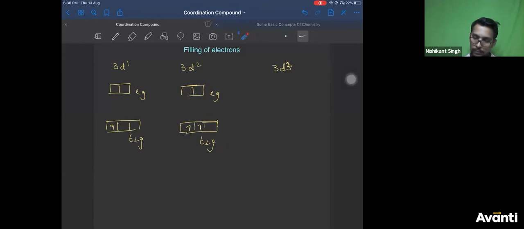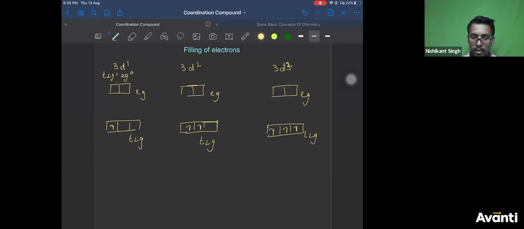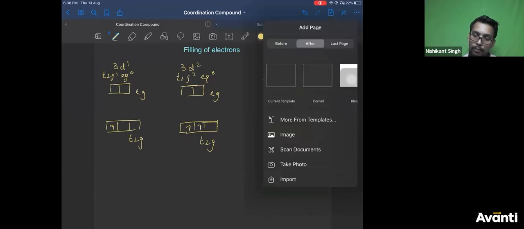Correct? Then again here T2G, EG, 1, 2, 3. No problem. This is also fine. So electronic configuration of this will be T2G1 EG0, T2G2 EG0, T2G3 EG0. It is very easy. So easy it is. But what happens if I take d4?